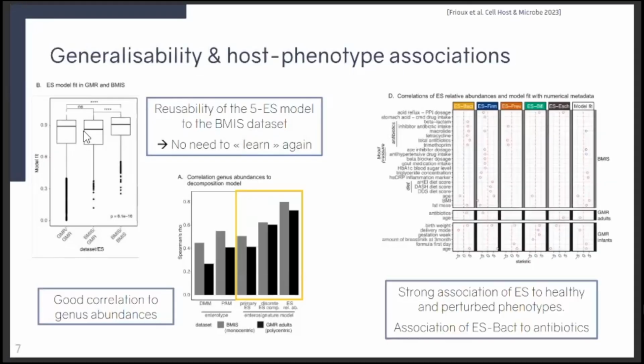Then we build models in order to have biological insights, right? So what we did here is to look at the association between the entero signature weights and clinical metadata that we had regarding our individuals, our samples. We found several observations, but the most notable would be that the prevalence of ES-Bact is associated with treatments, and the relative abundance of ES-Firm is associated with very healthy outcomes, with healthy phenotypes.